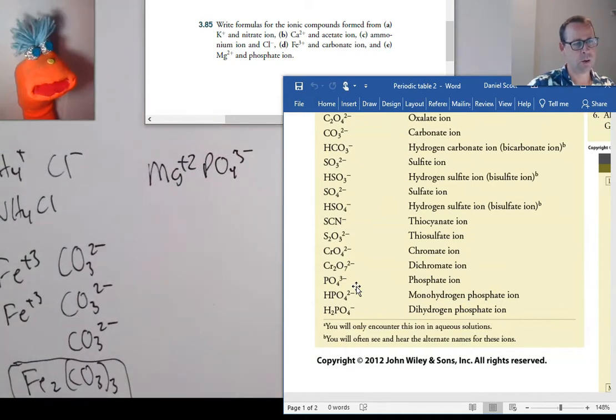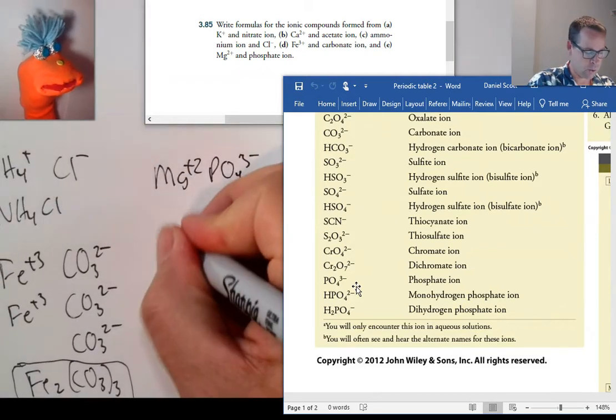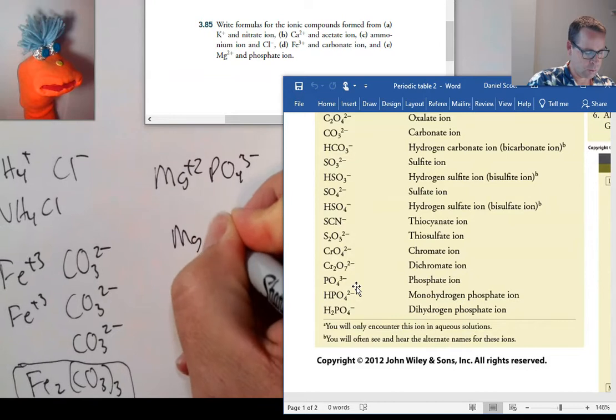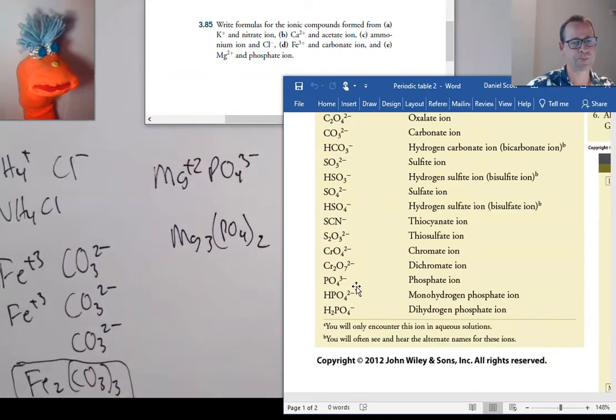Okay. Then what? Well, what do we have more of? I think I know the ratio. I think you're going to need 3 magnesiums for every 2 phosphates. Very good. Mg3(PO4)2, that's a polyatomic ion. I put it in parentheses too.